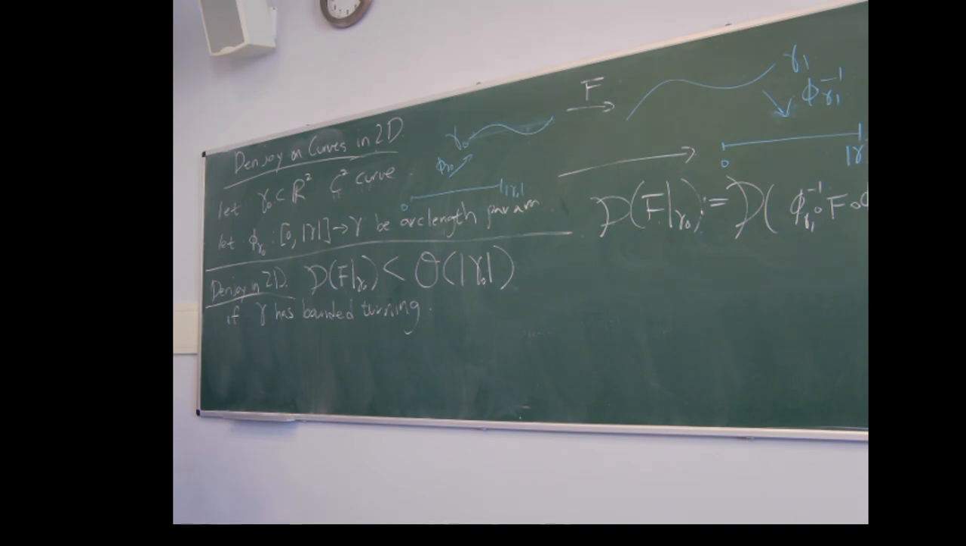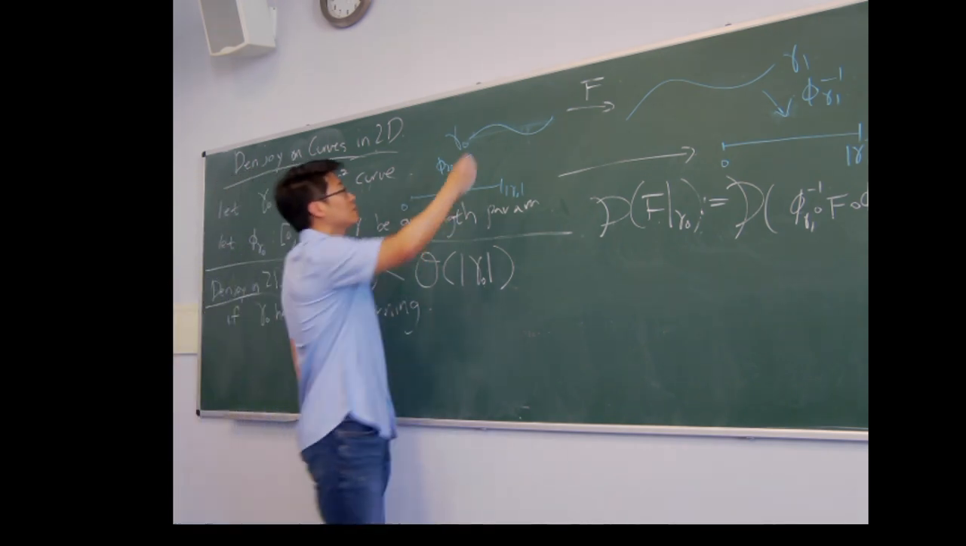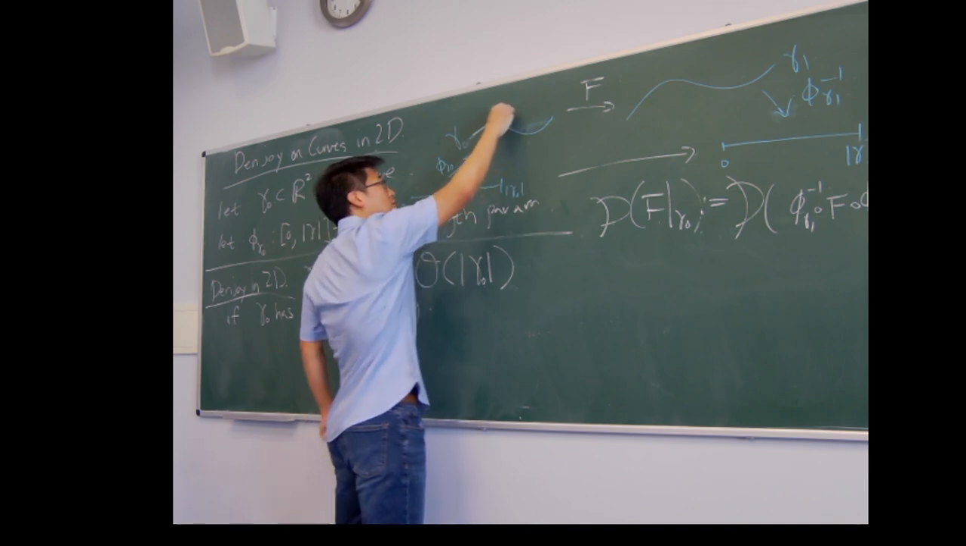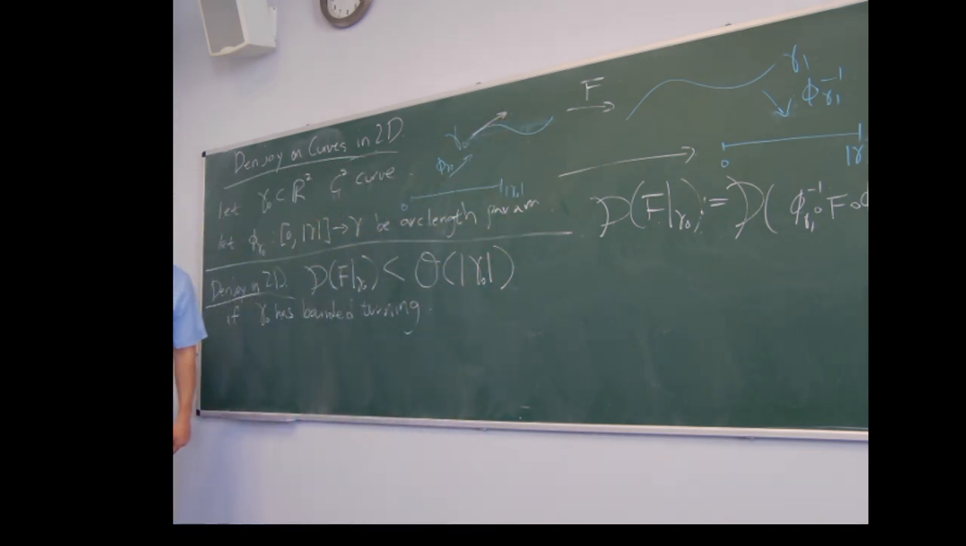So what has to have bounded turning? Gamma zero? Gamma zero has bounded turning. And what do I mean by bounded turning? I mean that if you look at the unit tangent vector along this arc, the speed of the turning has to be uniformly bounded. That's what I mean.